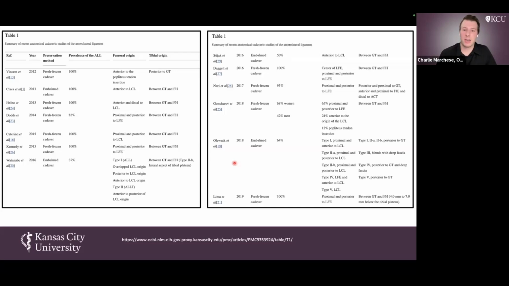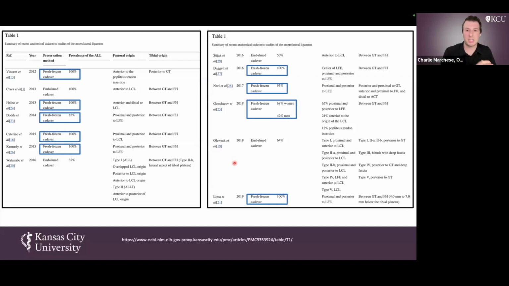Beginning with the prevalence, this was a systematic review. I wanted to initially discuss the difference between the fresh frozen cadavers and the embalmed cadavers in terms of prevalence. The fresh frozen cadavers here are highlighted in blue. These are much higher than they are in the embalmed cadavers, right? The majority of these ones highlighted in blue show a prevalence of about 100%. I don't know why there's a difference between fresh frozen versus embalmed donors, but it was interesting to see that this distinction is known and has been made within the literature.